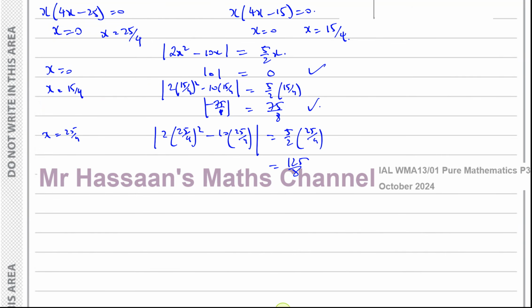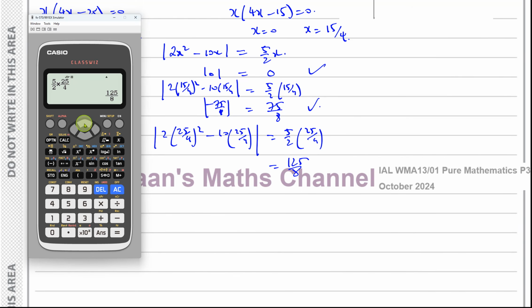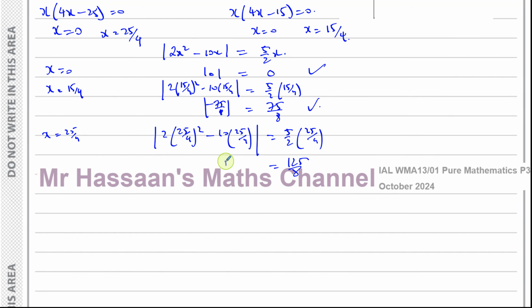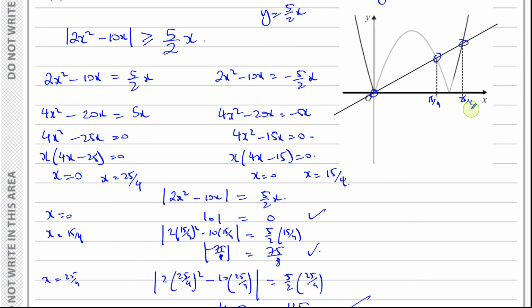And on this side, what do we get? Change this to 25, change this to 25, change this to 25, one second. And that gives us actually 125 over 8. So the modulus of 125 over 8 is equal to 125 over 8. So that's also correct. So we can see that all three of the solutions are actual solutions.